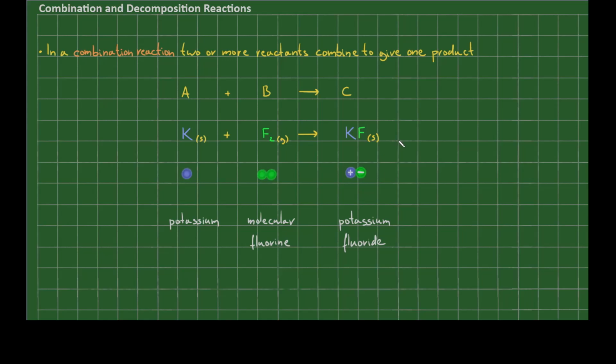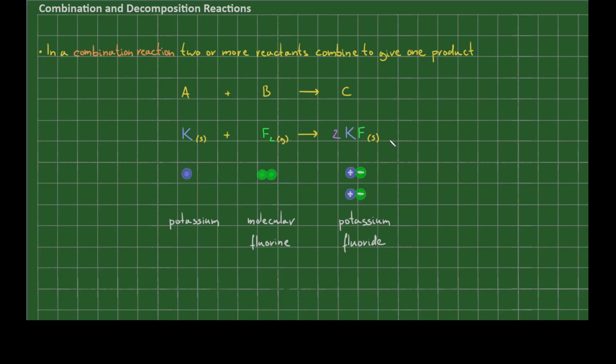I have one potassium on the left, one potassium on the right. That is fine. However, I have two fluorines on the left and only one fluorine atom on the right. To make sure that everything is balanced, I'm going to place a coefficient of 2 in front of KF. Now I have two fluorines on each side.